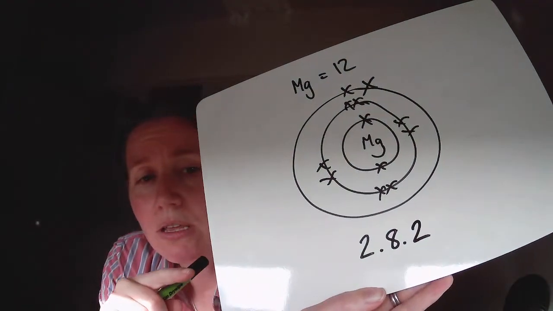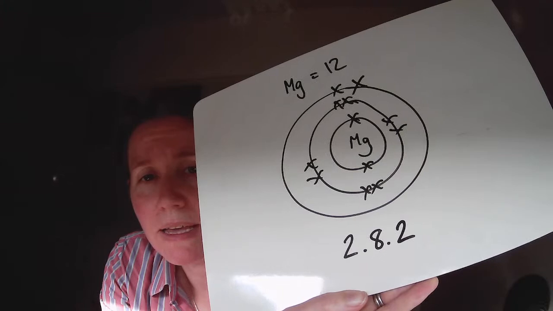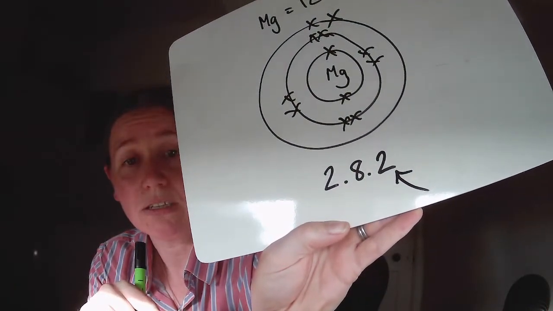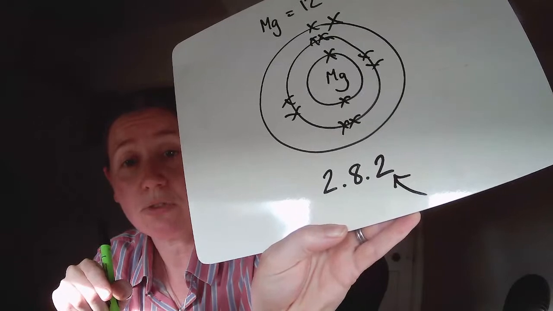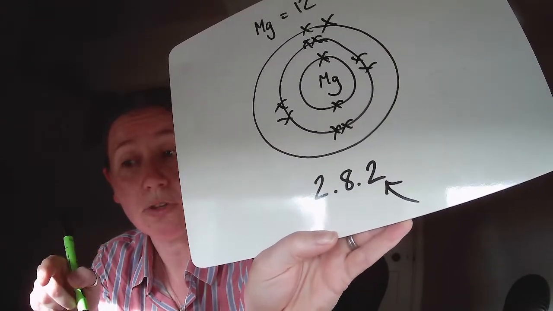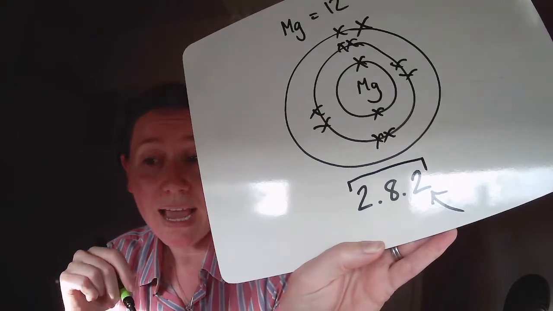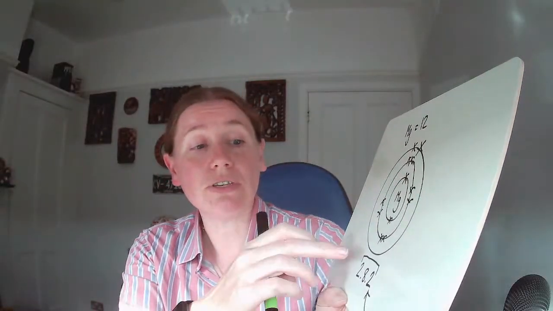If we're going to write that out numerically, it will be 2.8.2. That way of writing those numbers actually gives us a lot of information, because this last number tells us the group it's in. The number of electrons in the outer shell is the same as its group number at the top in brackets. The number of numbers we've got, in this case 3, is the period it's in. So this is in period 3. And if you add them together, then obviously we have the atomic number.